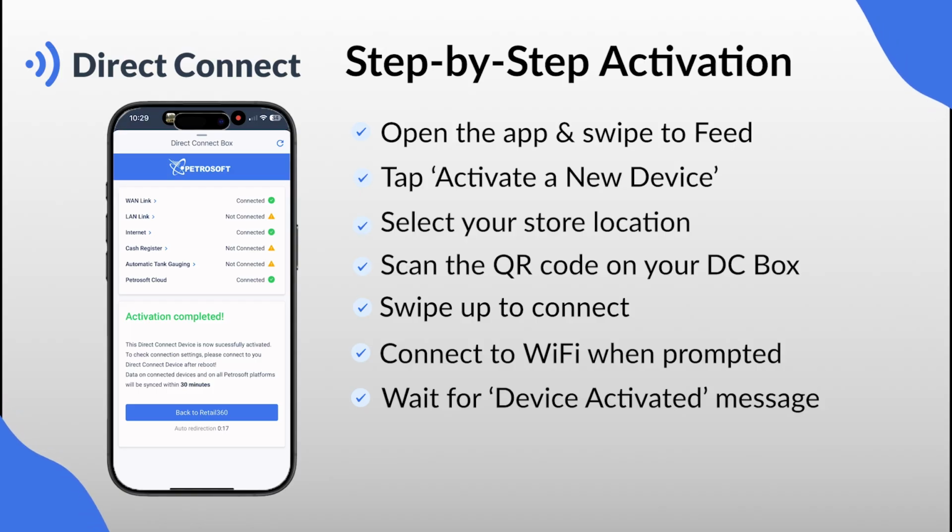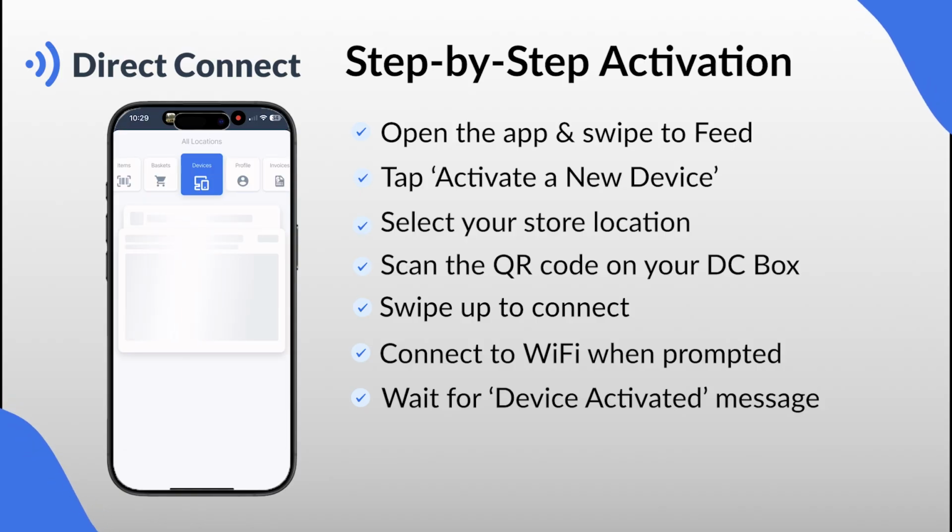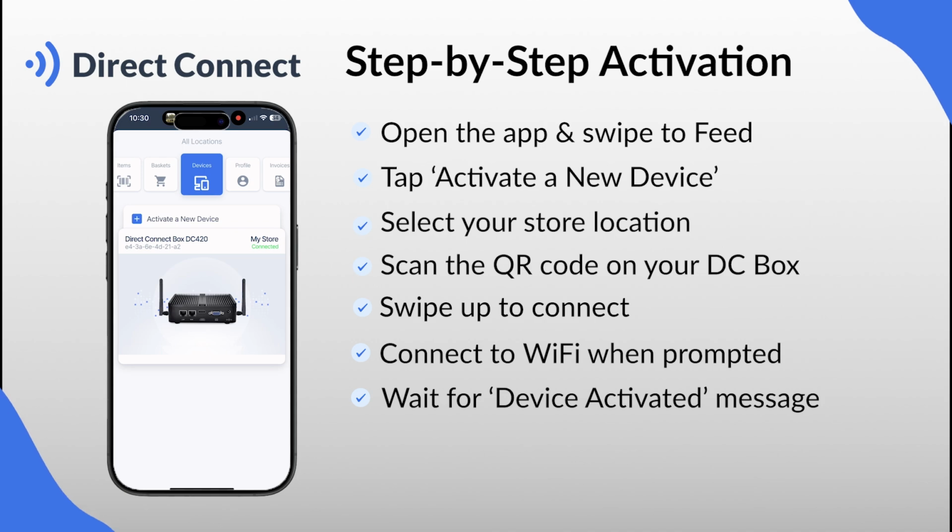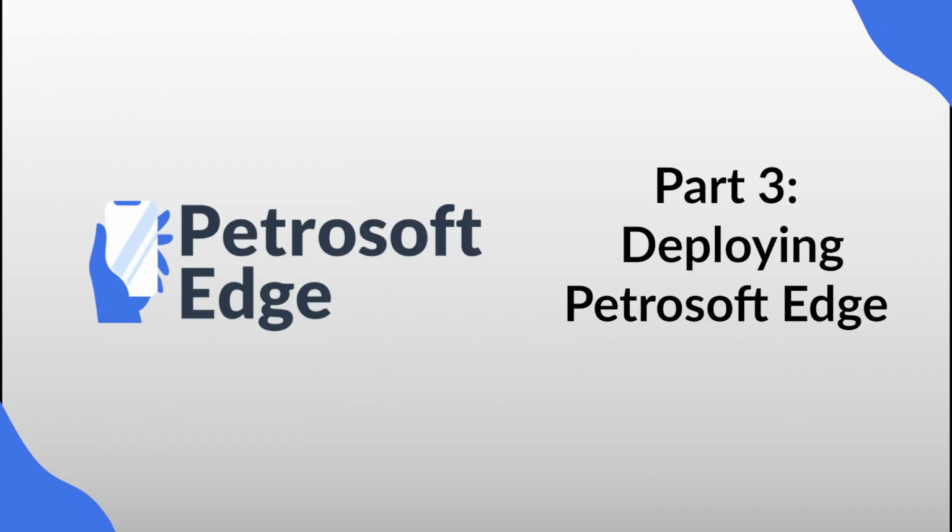Once activation is complete, log into the Petrosoft customer portal and check that your DC box appears in the devices list. This ensures it's fully connected to your account. Great! Retail360 is set up and your DC box is online. Now it's time to bring it all together with Petrosoft Edge.